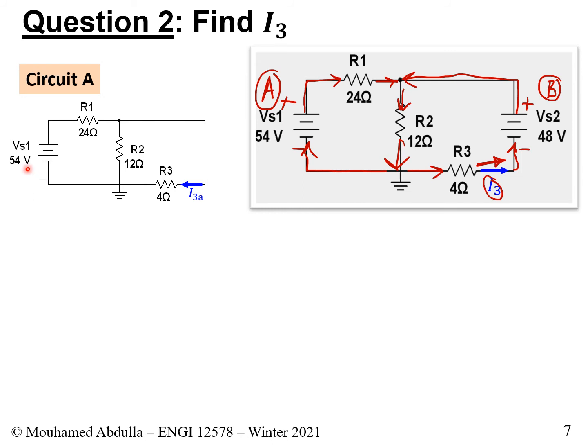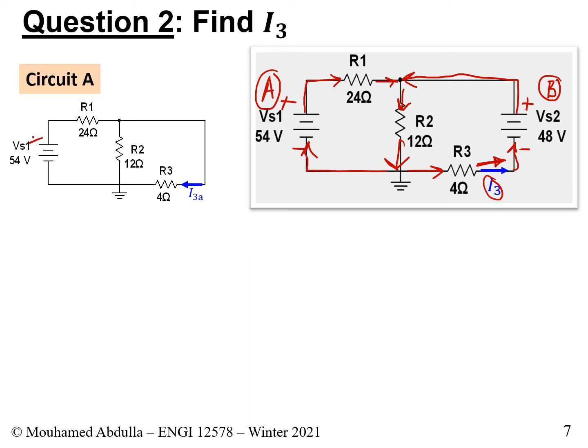We have our 54 volts. We have resistor R1. We have resistor R2. And we have a short circuit here for resistor R3. And we are curious to know what this current is. Current I3A is the current that flows into resistor 3. So if we do the trace for this circuit, this is what we get.